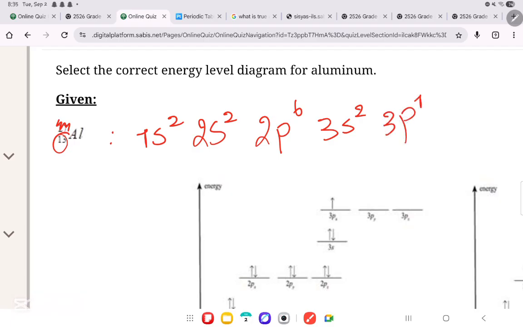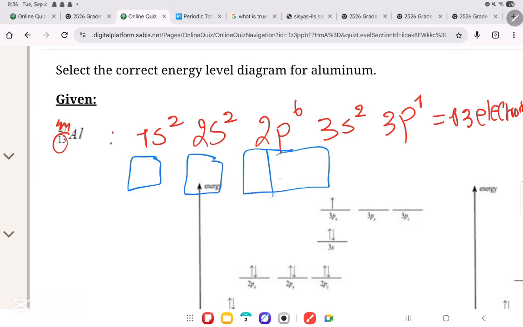So how many in total is it? It is 2 plus 2 plus 6 plus 2 plus 1. In total, it is how many? 13 electrons. Right? Now, we need to make a box for each one. This is one box, another box. Here we draw one big box and we separate it into 3. Another box, and then we draw one big box and we separate it into 3.